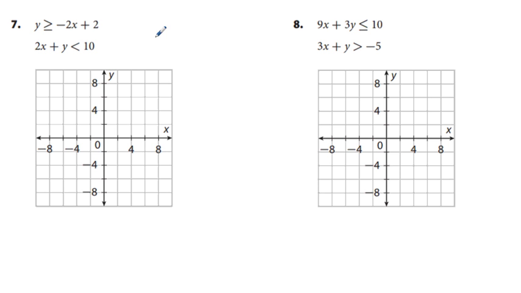We have y is equal to or greater than -2x plus 2. And then this other one down below, we have 2x plus y is less than 10. So if we subtract 2x, we have y is less than, not equal to or less than, -2x plus 10.